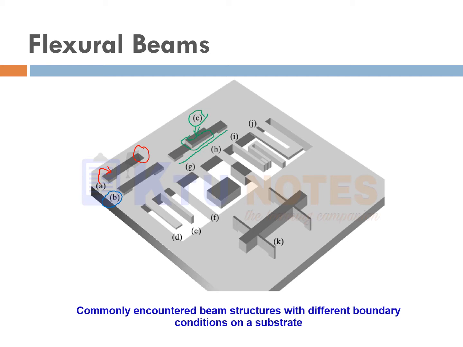Now the structure C, there are actually two ways to classify this beam. It can be considered as a fixed cantilever parallel to the substrate plane with a thick and stiff part in the middle. Also, this beam can be considered as two fixed guided beams joined in parallel to support that rigid part.